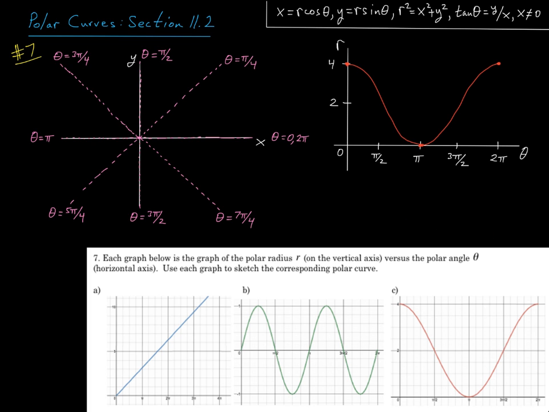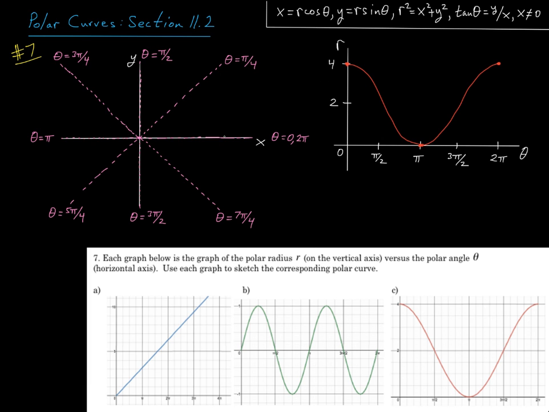Okay, so let's go ahead and get a feel for what we're going to see over here in the xy plane. So when theta is 0, in other words, when we're along the positive x-axis, our radial distance is 4. So that's going to give us a point 4 units away from the origin on the positive x-axis. Now as we rotate counterclockwise, we can see our radial distance is going to shrink. At pi over 2, when we're on the positive y-axis, our distance has shrunk down to a distance of 2.